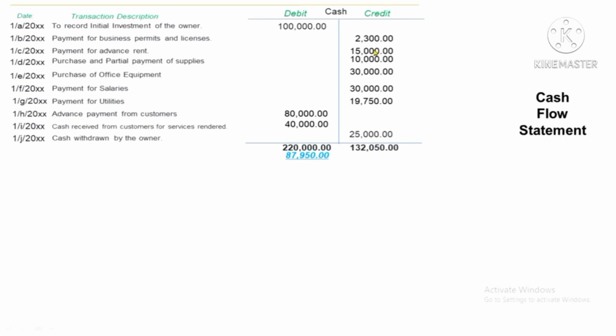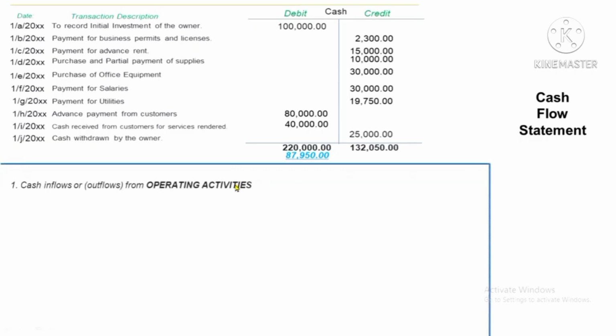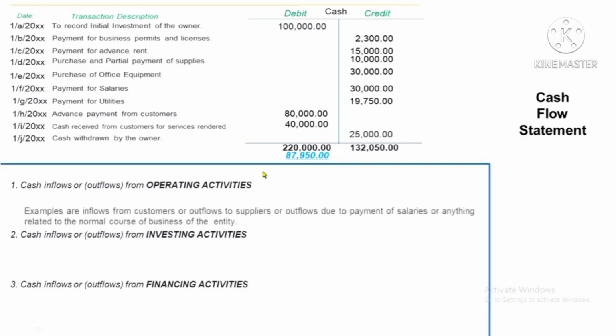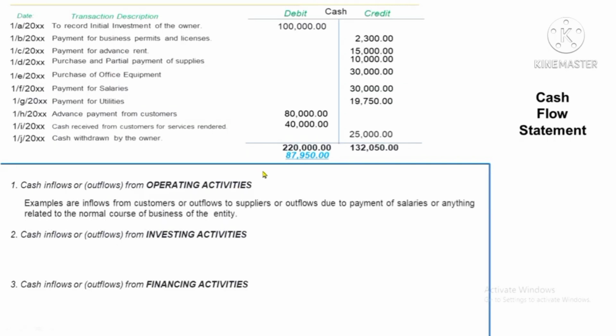However, to make a cash flow statement, you need to further classify the inflows or outflows into three. These three are cash inflows or outflows from operating activities, we have investing activities, and the last is cash inflows or outflows from financing activities. Cash flows from operating activities are those cash inflows and outflows related to the normal course of business of the entity. Examples are inflows from customers, or outflows to suppliers, or outflows due to payment of salaries of the employees.